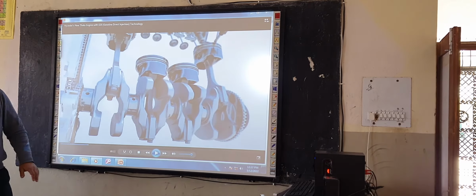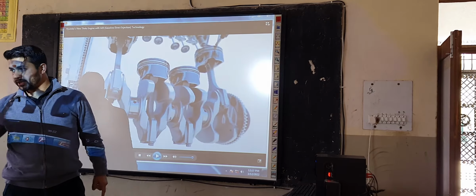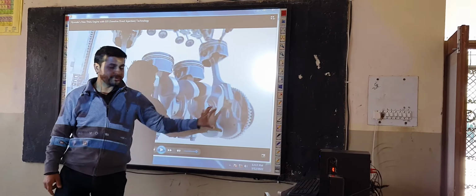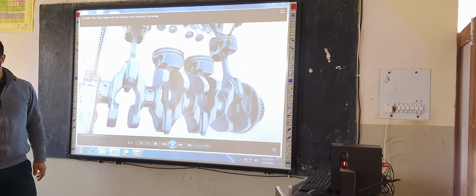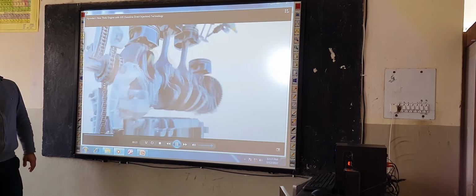Now watch. This is your crankshaft. Understand? It rotates. Its function is to rotate. And this is your flywheel. It is connected with the crankshaft. Its function is to store the energy or power of the engine. Okay? And cooling jet to reinforce durability.